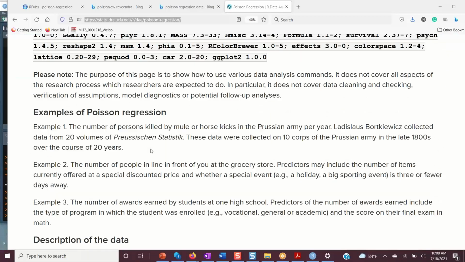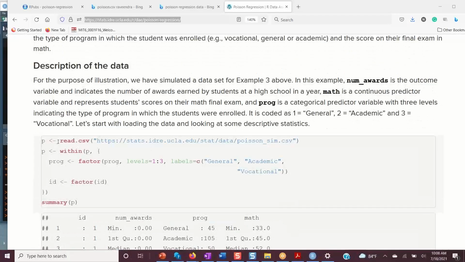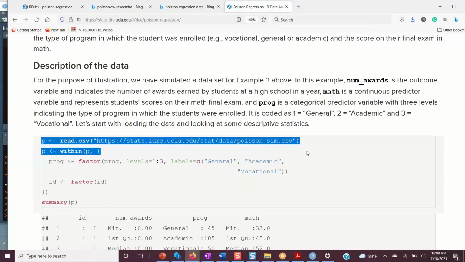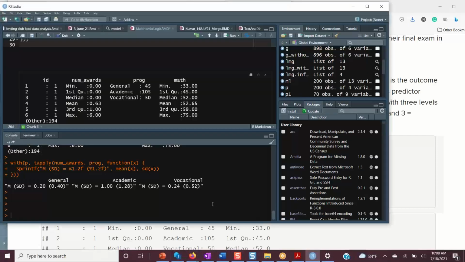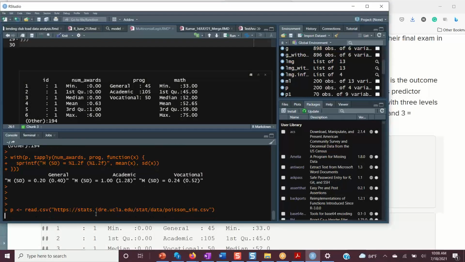And you can read this data set using this command very easily. If you just use this command, read.csv https stats.idre UCLA. This is from the University of California, Los Angeles, site. So I will show you. You can read that quickly. For example, here it is. I'm just putting it in P. It's done. Do you see this one?